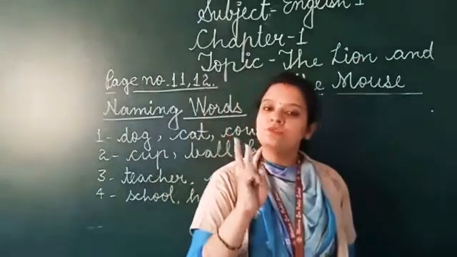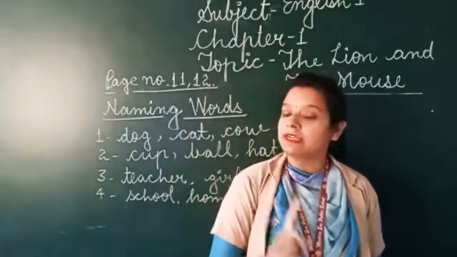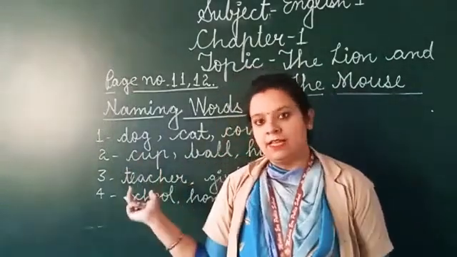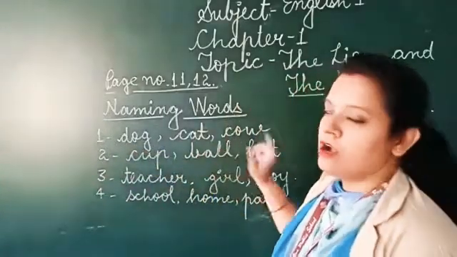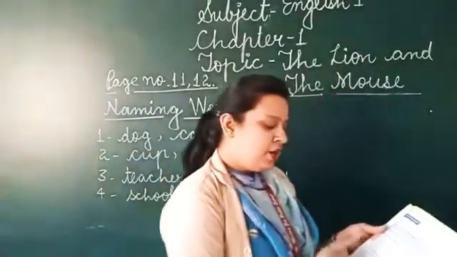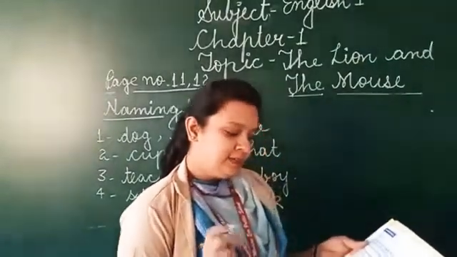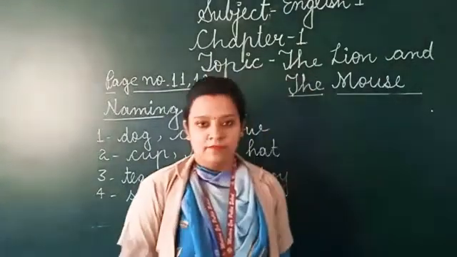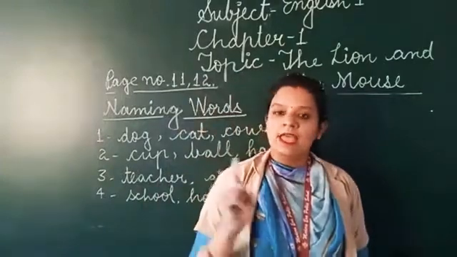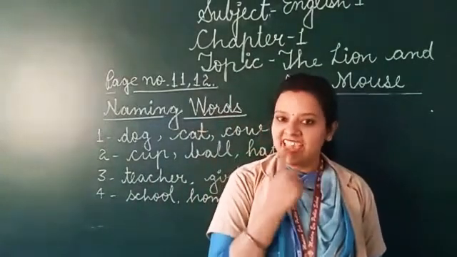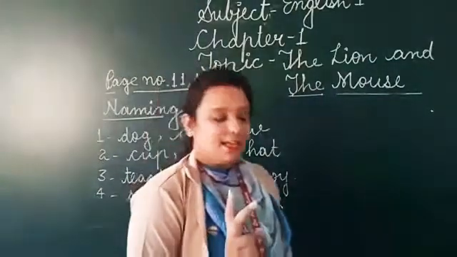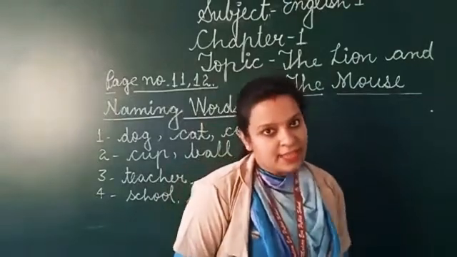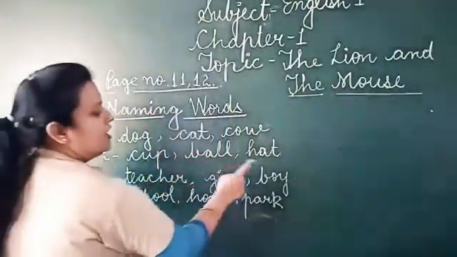Students, in this chapter you find two characters or two animals, lion and the mouse, and now you will write some other animals like dog, cat or cow. Again, there are two things in the story, teeth and net. Net which hunter put on the lion, and teeth. Do you have teeth? Yes. Okay. So there are two things. So write the names of more things. Now you will write the name of things like cup, ball, hat.